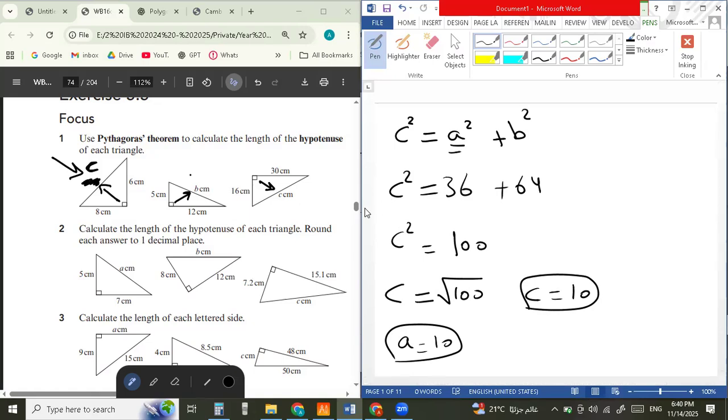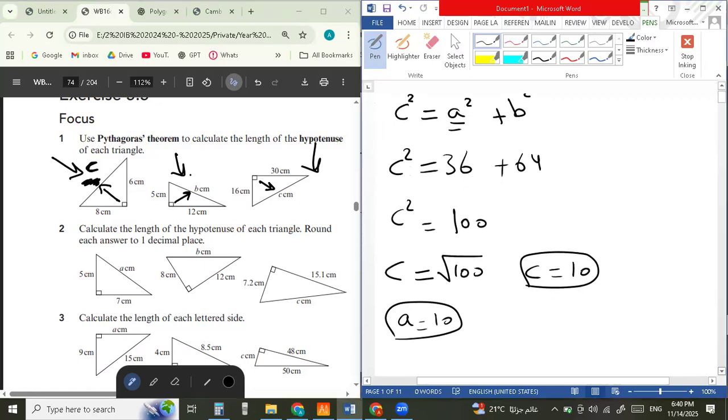Okay, good. Question B, the same technique exactly. All right. Question two here. You can just do it and check the answer key that was sent to you at the beginning of the year.